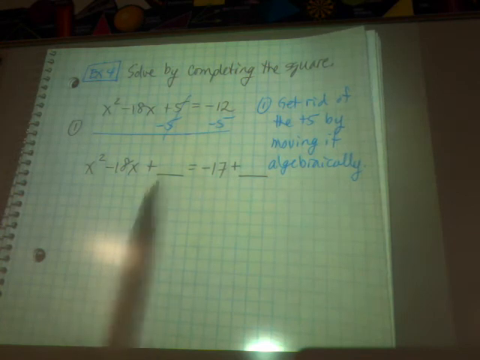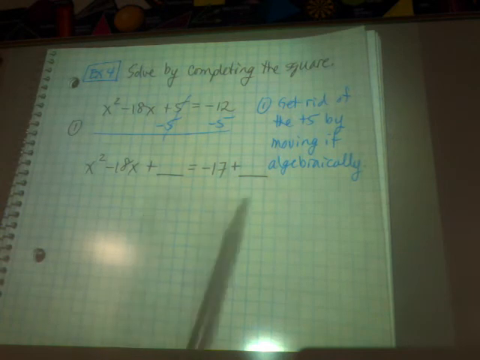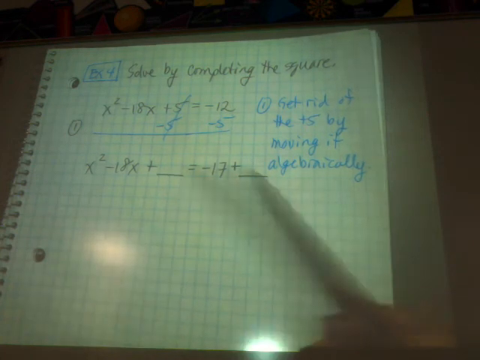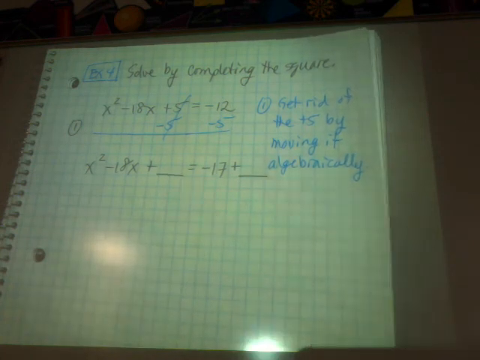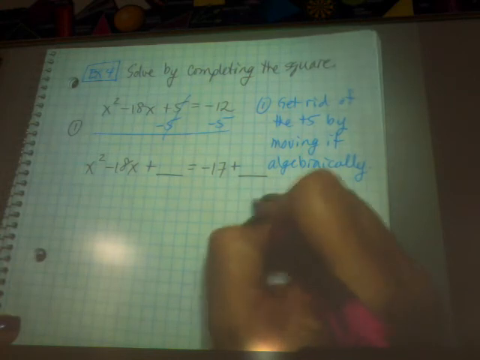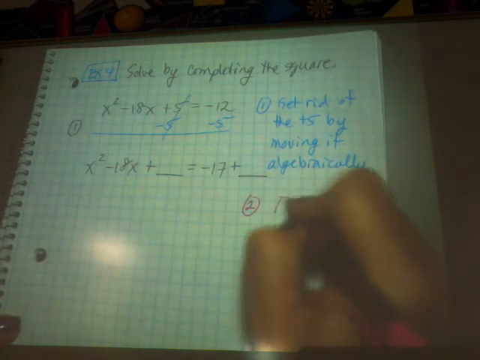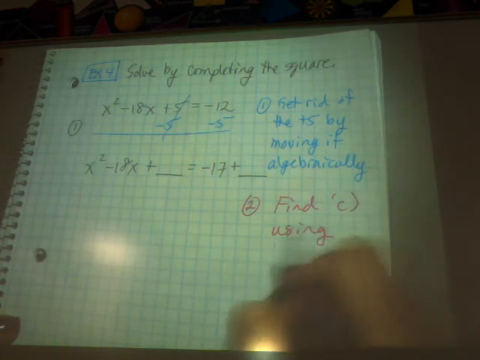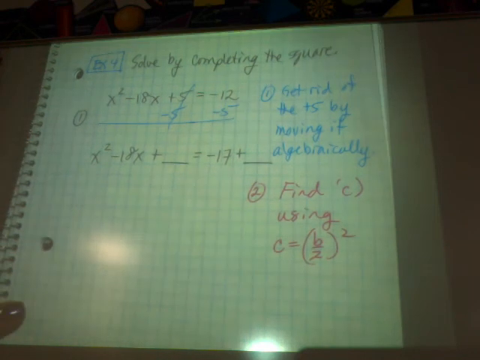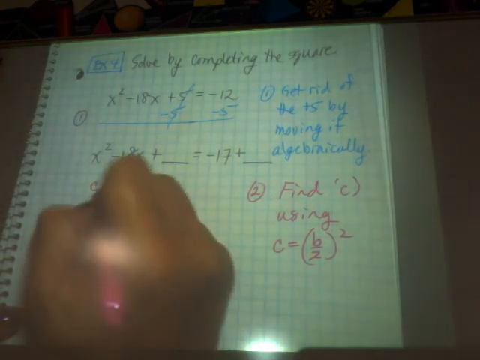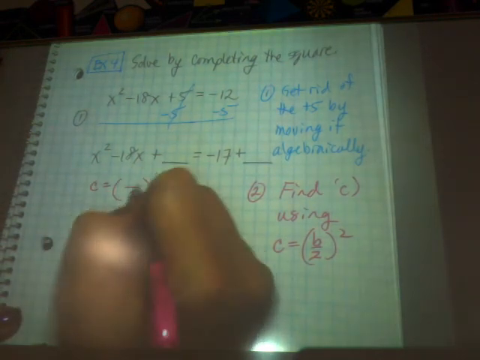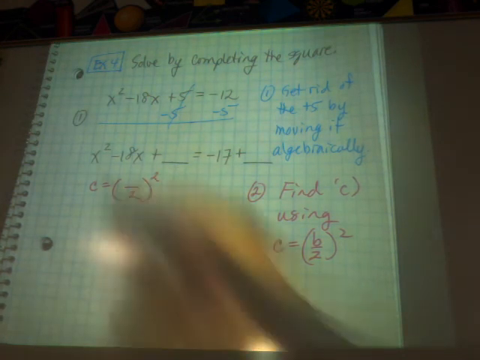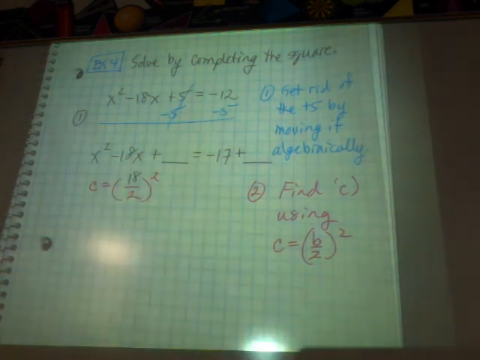But if I just vicariously put c on the left, do I have an equal equation? No, because whatever I did to the left side, I have to do the right side, right? So then step 2 is going to be to find c using c equals b over 2 squared. So c is equal to... Our b is 18, doesn't matter that it's negative.